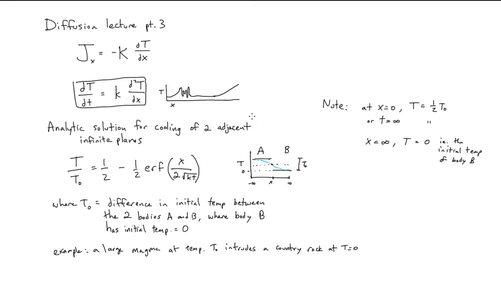And there's many, this is just one example. There's many examples of this transient heat equation. So these have both been basically one-dimensional examples, but there are also analytical solutions to three-dimensional problems. So, for example, the cooling of a sphere.